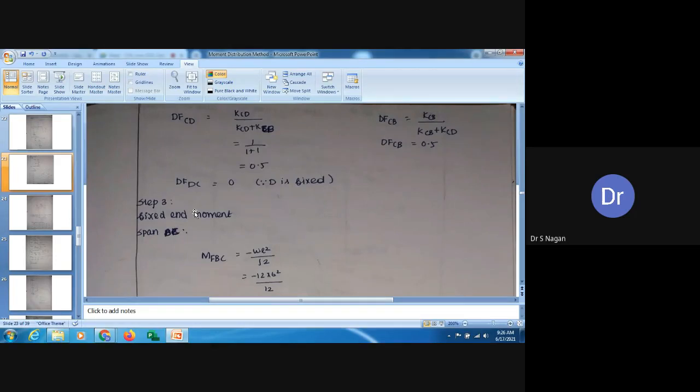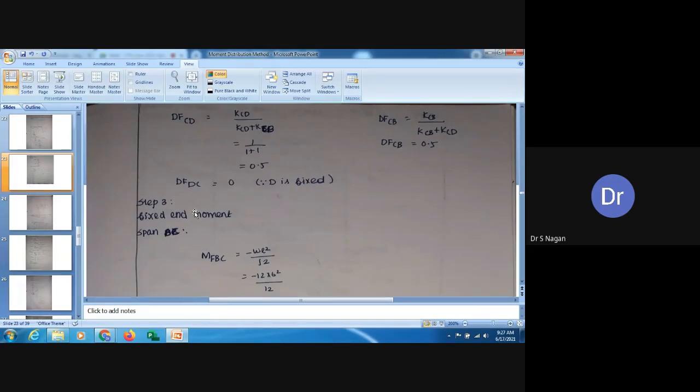If we have a non-central point load, at the left end minus W A B squared by L squared, and at the right end plus W A squared B by L squared. If we have UDL, at the left end minus W L squared by 12, and at the right end plus W L squared by 12. So in the first class itself, we should give our students the general formulas for calculating fixed end moments due to various load types.